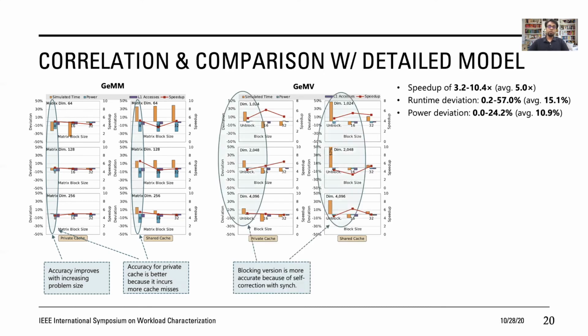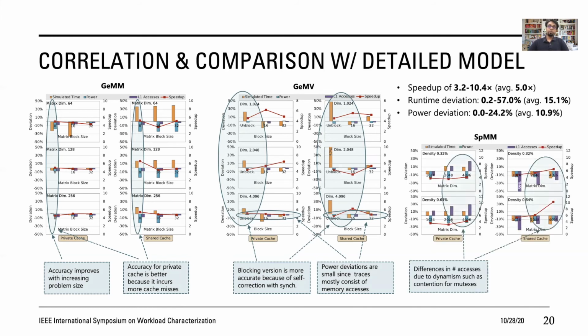For GEMV, the blocking versions are much more accurate, as we see here, because these versions have the GPs synchronized with the local control processor after 16 or 32 elements of the vector are processed, and that leads to self-correction of errors. The power estimations in GEMV are fairly accurate with just a maximum deviation of 5.7% because the traces consist mainly of memory accesses, which are faithfully reproduced.